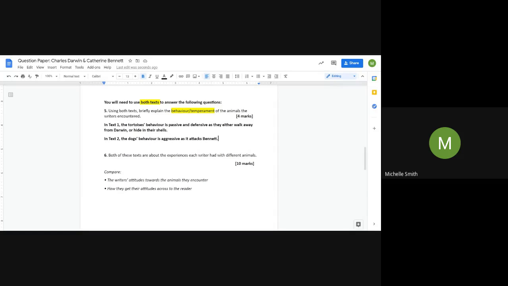So to get the full 4 marks, remember, I need to make another 2 points about text 2, or another 2 points about text 1, or 1 more point about text 1 and 1 more point about text 2. Do not compare. You don't have to compare them. Deal with them as separate entities. That'll keep your focus on that question, behavior and temperament. And again, I wouldn't spend any more than about 8 minutes on this question. No more than 10 minutes, definitely. So set a timer on your phone now, perhaps, and see if you can have a go at the rest of that question.